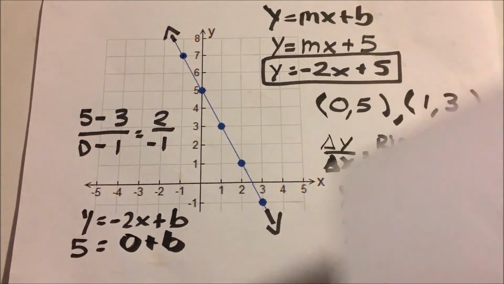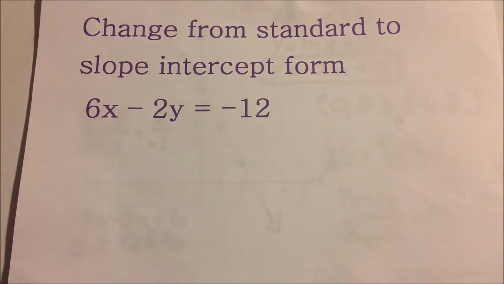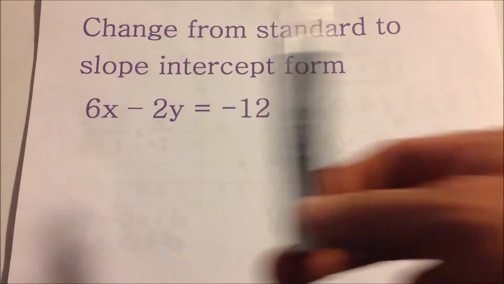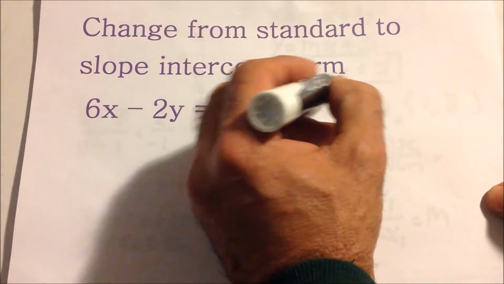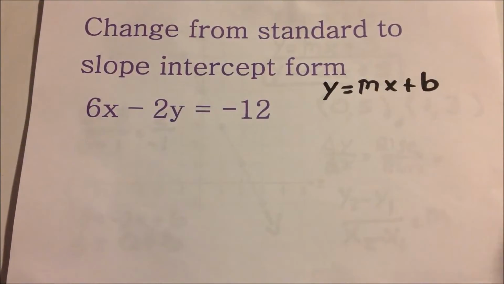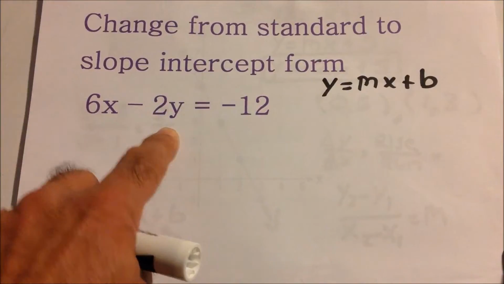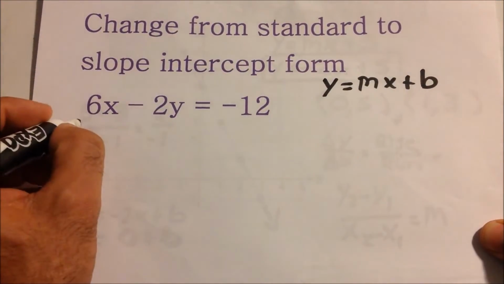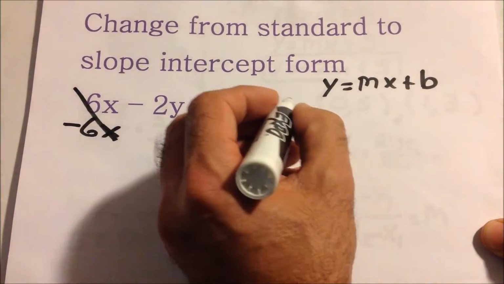Okay, here's question 6. Change from standard form to slope-intercept form. So this is in standard form. There's an x and y on one side of the equation. We want slope-intercept form. Remember, slope-intercept form has y alone, like this. So we want to get the y alone, and the y is not alone. We have this 6x in its way. So we're going to minus this entire 6x, and then we're going to bring it on this side.